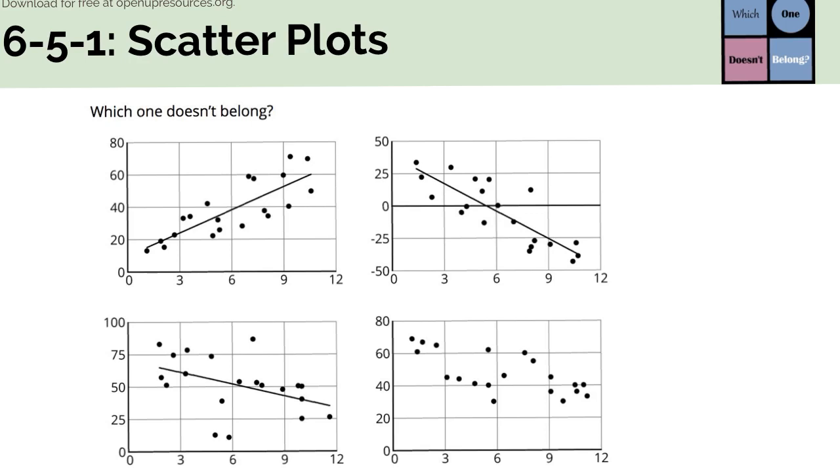We could give a reason for each one of these scatter plots as to why they don't belong. This one is the only one that has a model that shows a positive slope. This is the only one that has a model line that shows a negative slope. This is the only one that has no model line drawn. And this one is the only one with data that goes into the negatives on your y-axis.